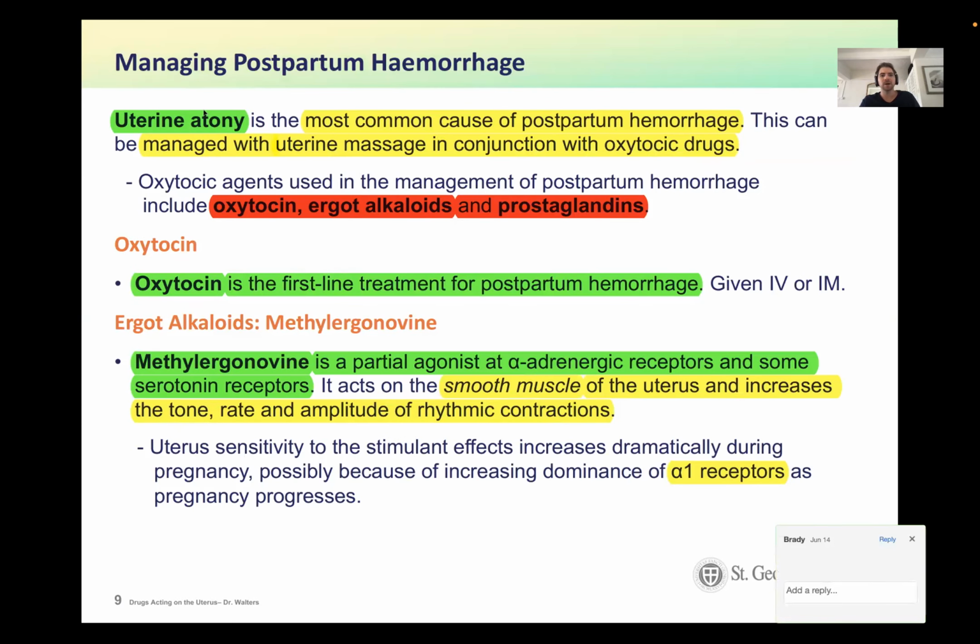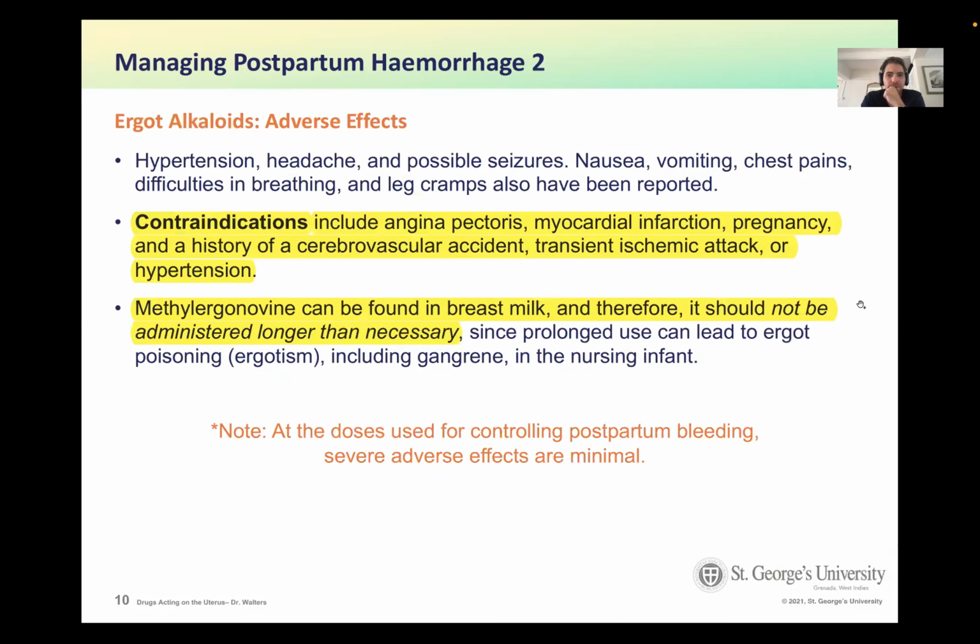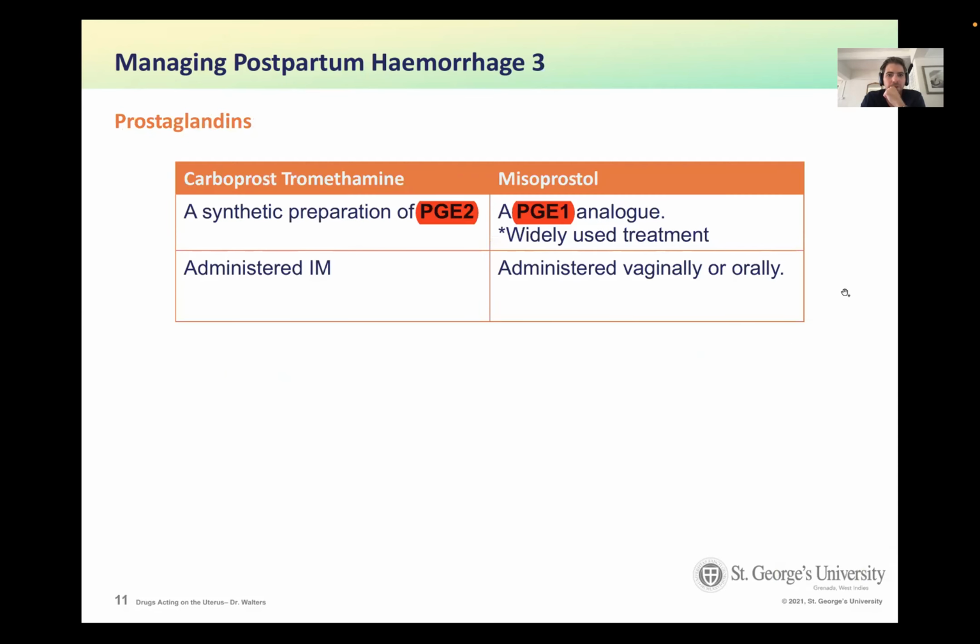Again, postpartum hemorrhage is a big problem. So you can use oxytocin to squeeze down on the vessels, and also ergot alkaloids and prostaglandins. Oxytocin is first-line treatment, so that's the one you really want to give.